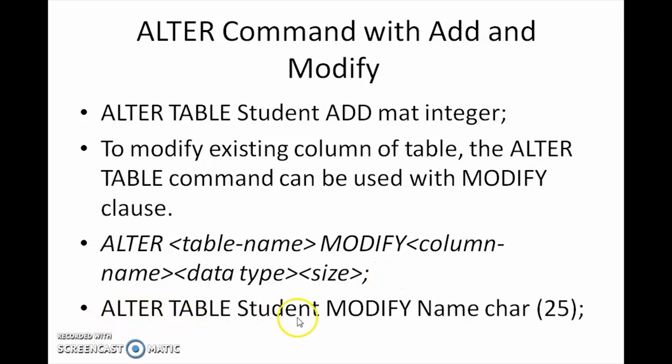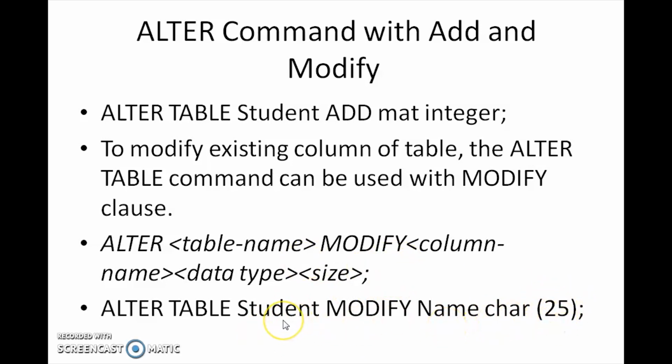Alter table student. Now which table am I going to alter? Student. And then comes modify. This keyword should be specified as modify. Then which column am I going to modify? Name. In this I have already declared character 20. Now I am changing the size of the column name from 20 to 25. So name character 25. So I have used the modify command to change the size of the column.